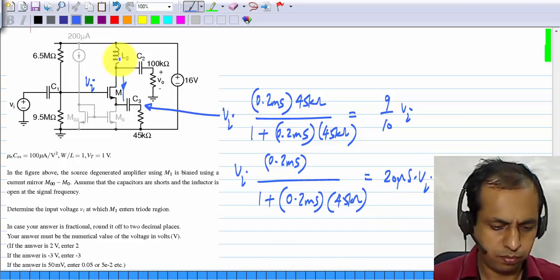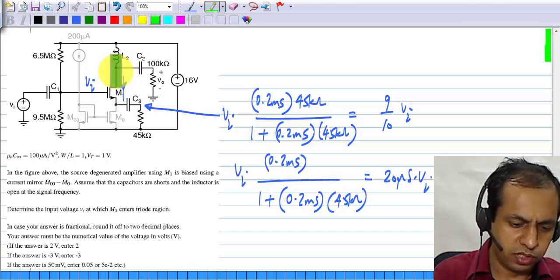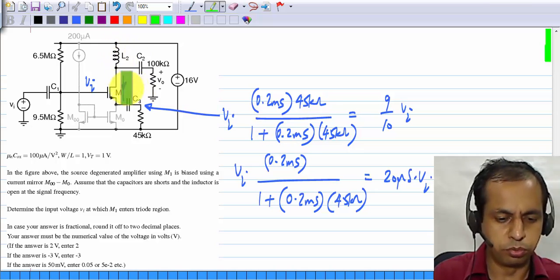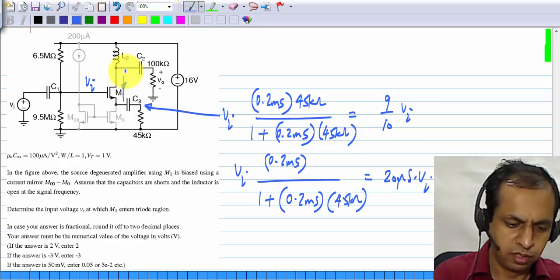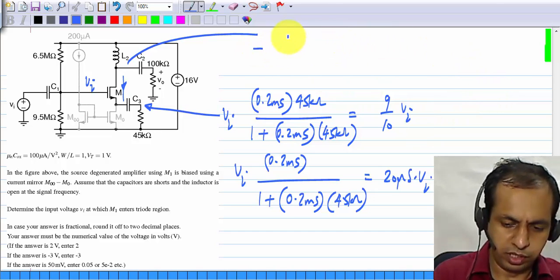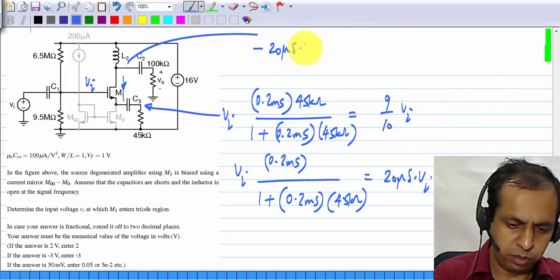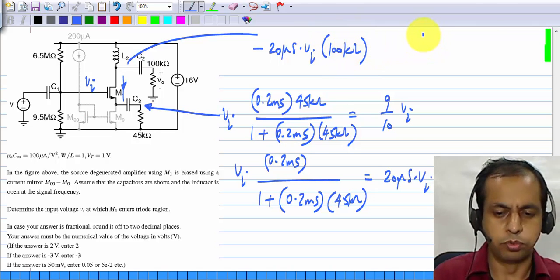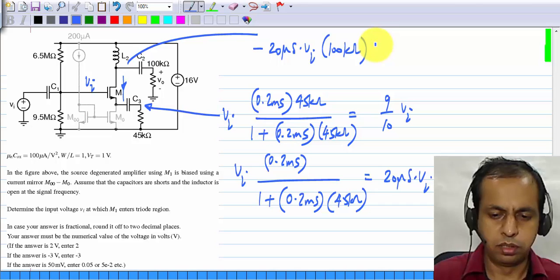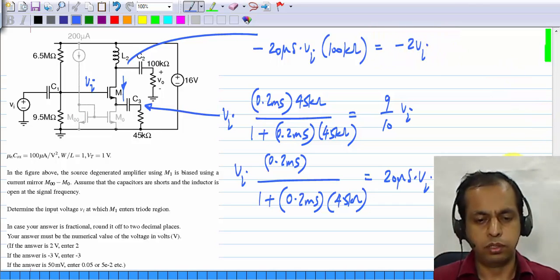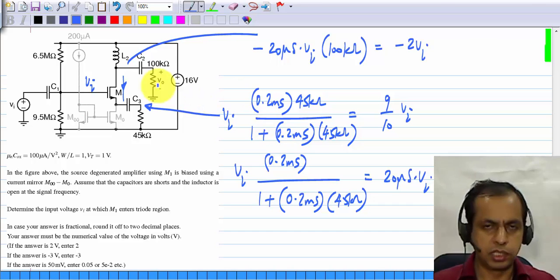And this drain voltage here incrementally is this current going into 100 kilo ohms, because L2 is an open circuit. So the voltage here is minus 20 microsiemens times Vi times 100 kilo ohms, which basically gives you minus 2 Vi. Those are the incremental voltages.